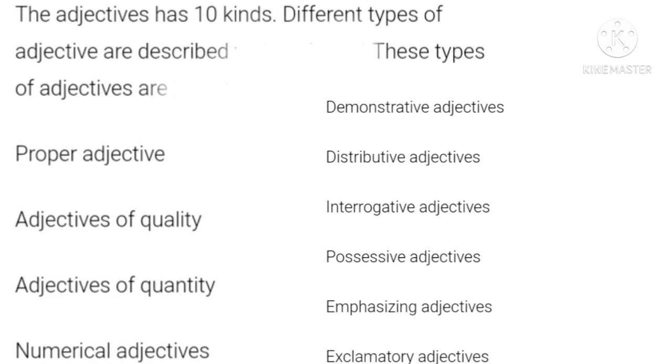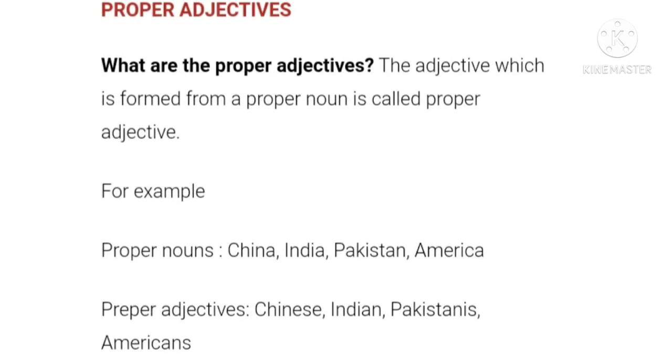First one, proper adjectives. Proper adjectives mean words which are formed from a proper noun. For example, proper nouns are China, India, Pakistan, America, all these names. Then proper adjectives will be Chinese, Indian, Pakistani, American. These are called proper adjectives. Now let's go to the next.